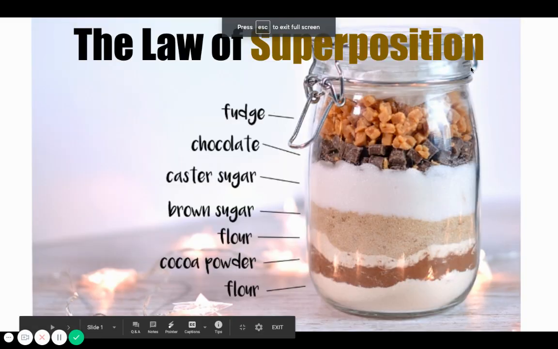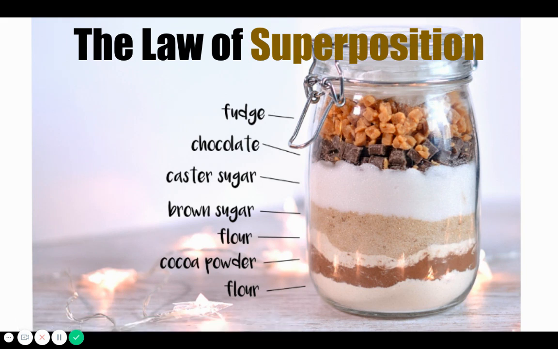Geologists use many strategies to learn more about Earth's history by observing rocks. One thing they use is called the Law of Superposition. That basically says that when you have a bunch of layers of rock that are undisturbed, haven't been bothered, the layer on the bottom is the oldest and the layer on the top is the youngest.